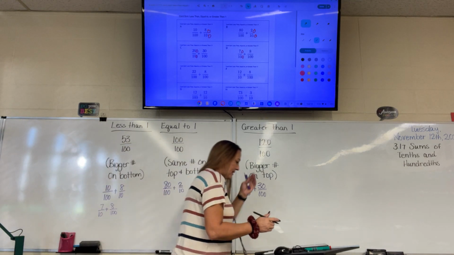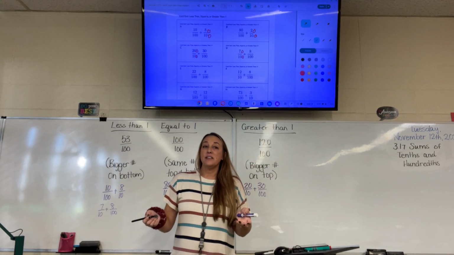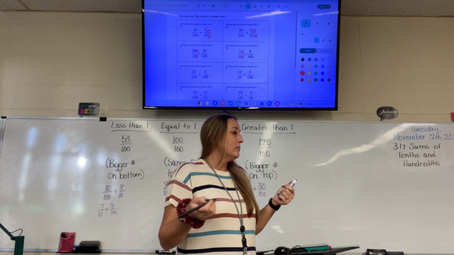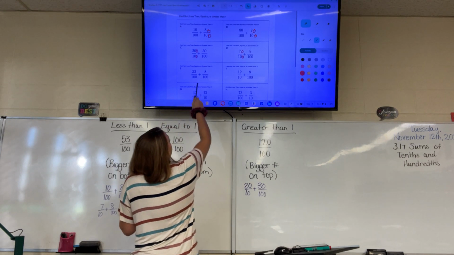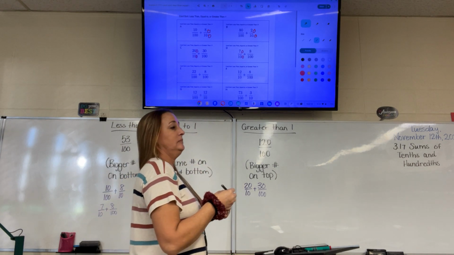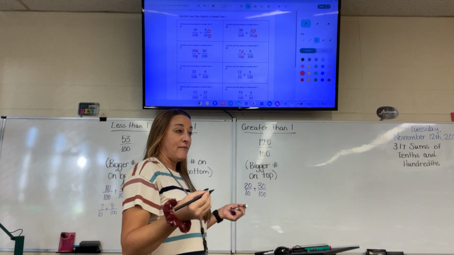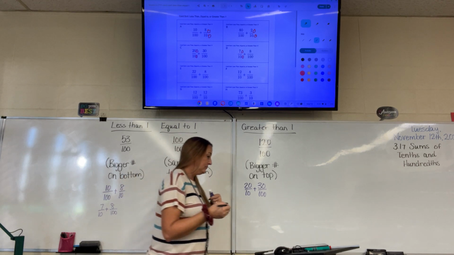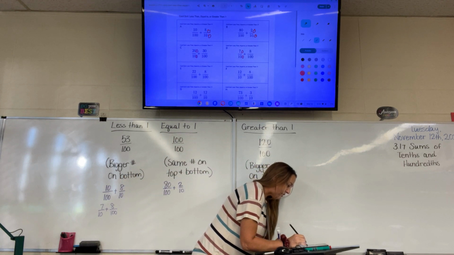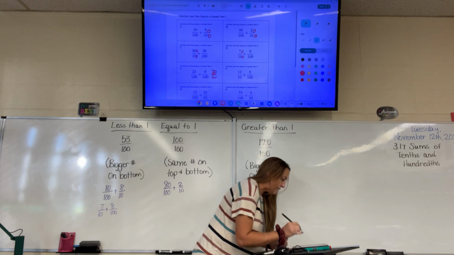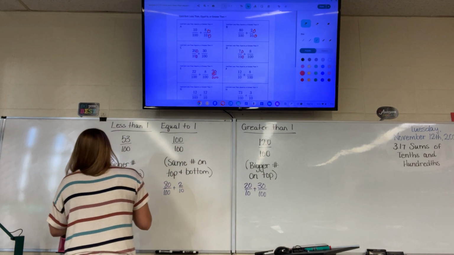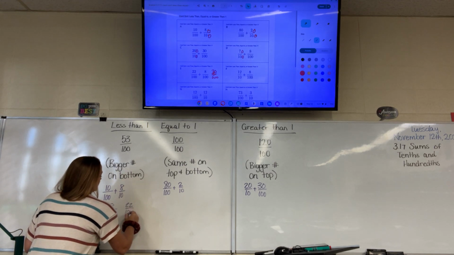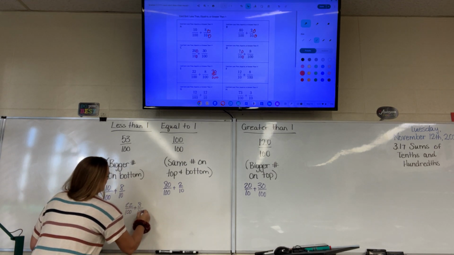Yes. Okay, the next one, we don't have to change anything. Why? Zerelda? Because it has the same denominator, right? They already have a common denominator. So what is 22 plus 8? Shout it out. 30. So this would be 30 hundredths, which is less than 1 whole. So we're going to have 22 hundredths plus 8 hundredths. Okay?